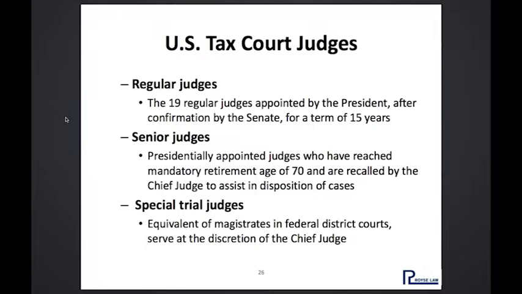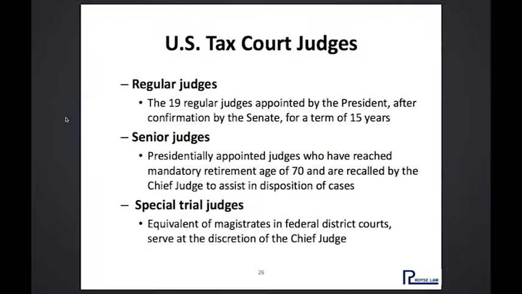All right, now we're going to discuss the U.S. Tax Court judges. There's three types of judges. There's regular judges, and those are the 19 regular judges appointed by the President after confirmation by the Senate for a term of 15 years.